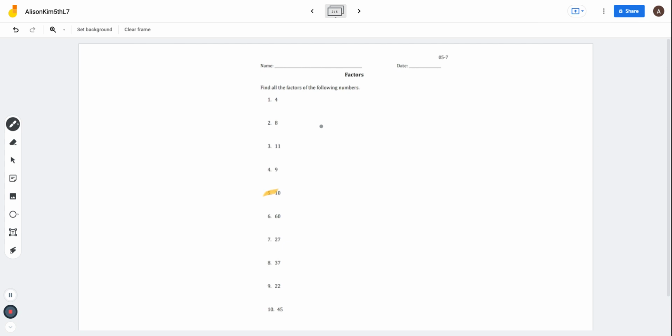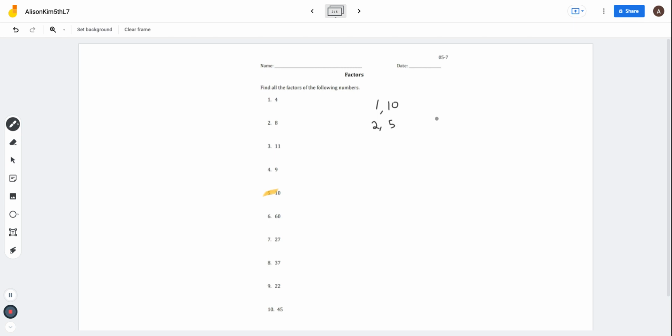So I'm going to just do number 5 with you guys. Number 5 gave us 10. So we need to find all the factors of 10. And we know that all numbers can have a factor of 1 and the number itself, right? So 1 is going to be one of the factors, and so is 10. Now we just rack through our brains to find any other factors of 10. And we know that 2 times 5 equals 10 too, right? So we're going to put 2 and 5.